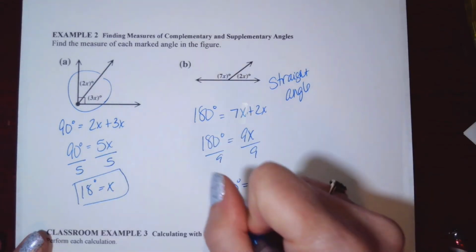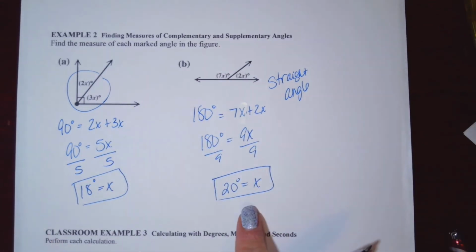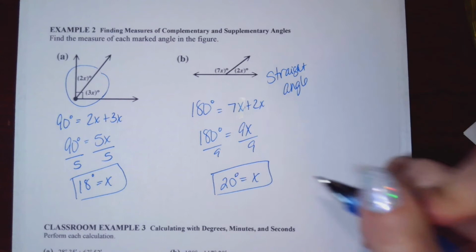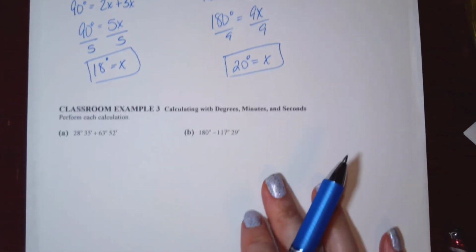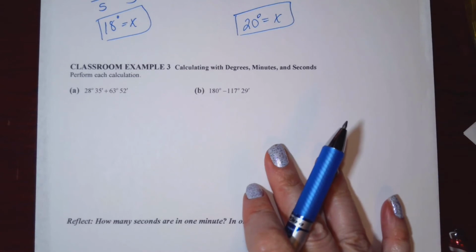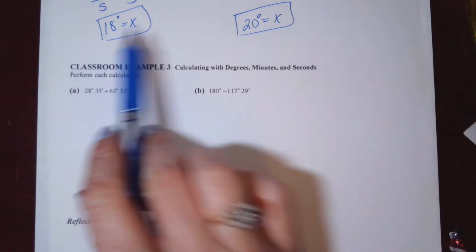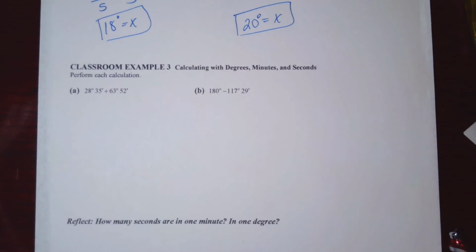X is 20 degrees. Now, degrees are not the only way to measure angles. We will also be talking about measuring angles in radians this semester. If you are in degrees, it is vital that you have that degree symbol. Otherwise, it does not mean what you think it means, and you can expect to be counted wrong. So make sure that you put those degree symbols when you are referencing degrees.